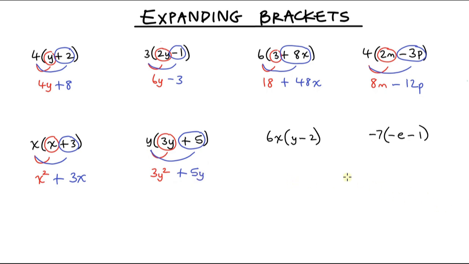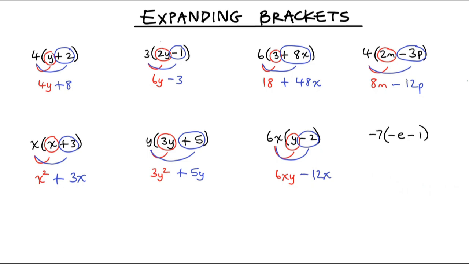Okay, question number 7. So 6x times y, and then we're going to do 6x times negative 2. The hardest thing about this is just switching between colours. So the first one, 6x times y, is going to be 6xy. And then we're going to do 6x times negative 2, which is negative 12x.